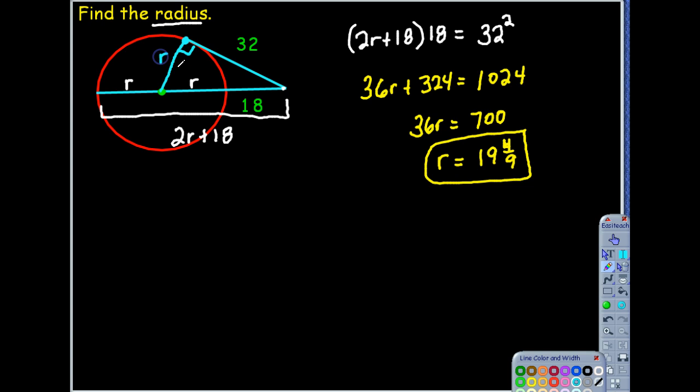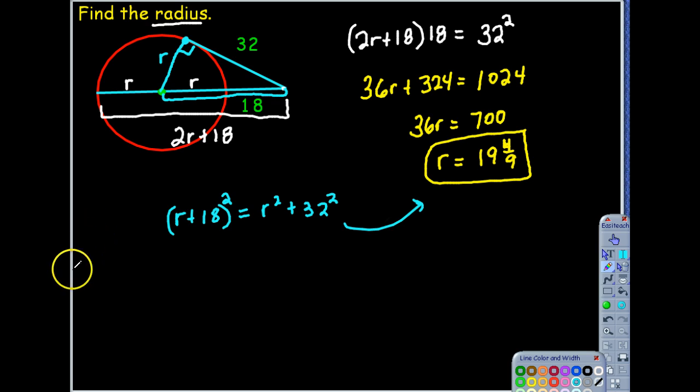And so this is the radius as well. So you could set it up where you use the Pythagorean theorem. You could say the hypotenuse, which is r plus 18, that quantity squared. Don't forget you'd have to FOIL that. Equals r squared plus 32 squared. This will get you the same answer. It's just a different approach. So that's what's convenient when you have a secant and a tangent segment that intersect.